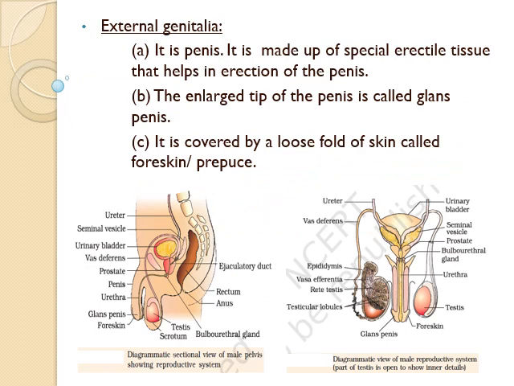Let's see external genitalia. This is the last part of the male reproductive system. Here penis is considered as external genitalia. It is made up of erectile tissue. The enlarged tip is called glans penis. This portion is covered by a loose fold of skin called foreskin or prepuce.